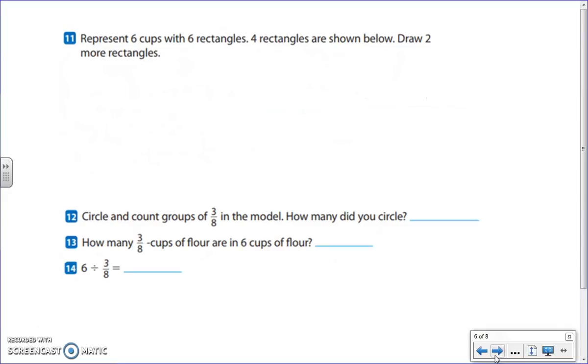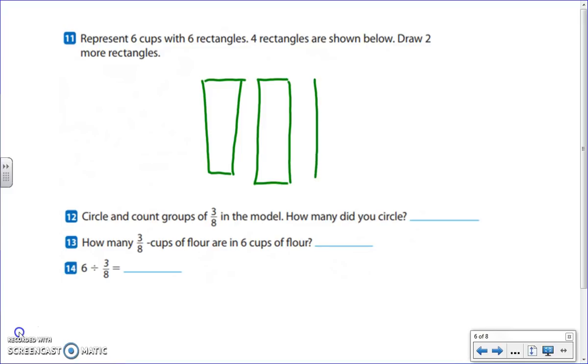It says represent 6 cups with 6 rectangles. 4 rectangles are shown below. Draw 2 more rectangles. So I think that on your paper there are already 4 rectangles. I'm actually going to draw my own rectangles. They're not going to be as neat as yours, hopefully, but I want to make a model from scratch so you can see where it's coming from.